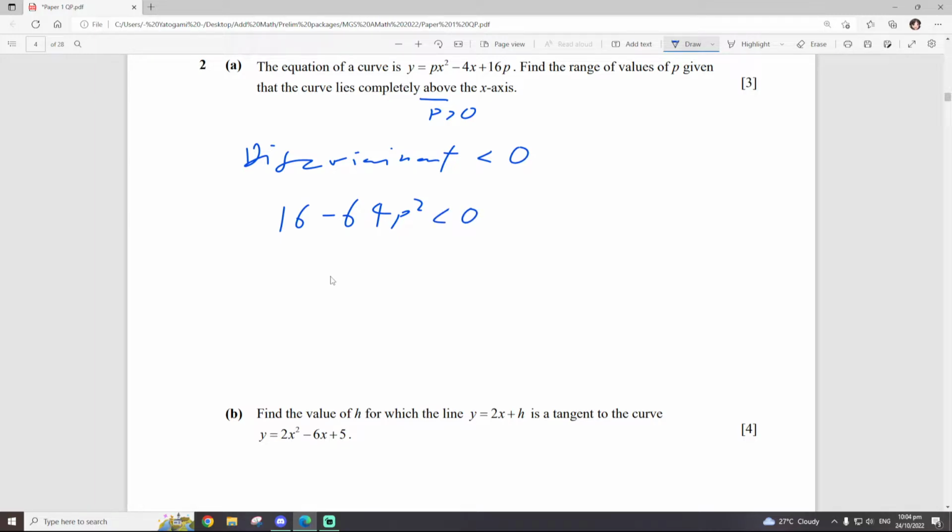You can make p squared the subject. p squared will be greater than 1 over 4. Okay, so therefore p less than negative half, which is rejected because p is positive, or p is greater than half. So p is greater than half will be your answer.